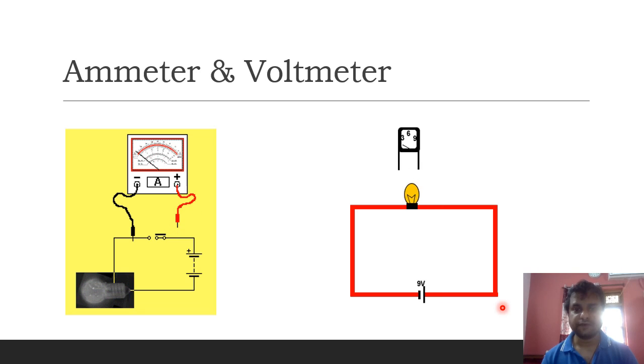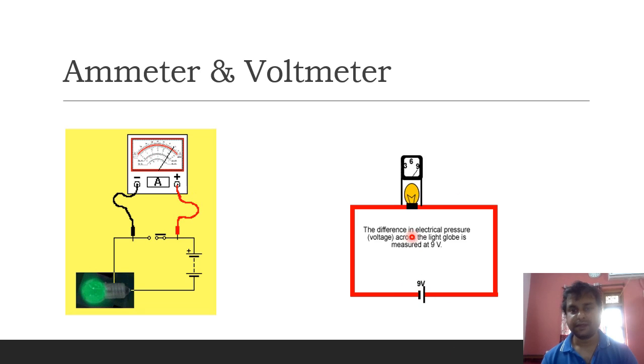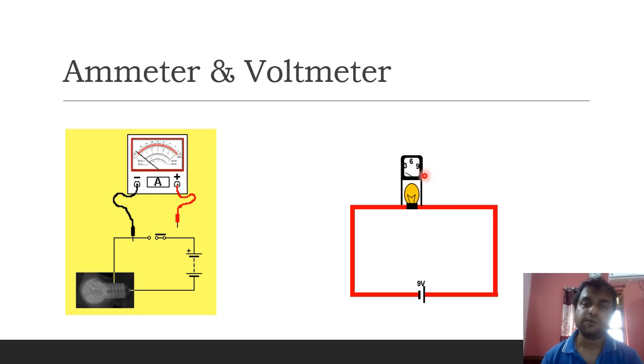Then you have the voltmeter. Here you have a 9 volt battery, and the bulb is on over here. This is supposed to be the voltmeter, measuring the potential difference across, and it is connected in parallel to the particular bulb. See over here, see the difference between this and this.